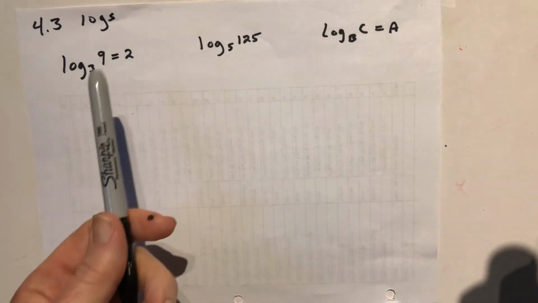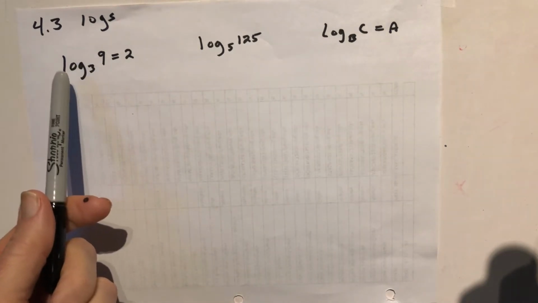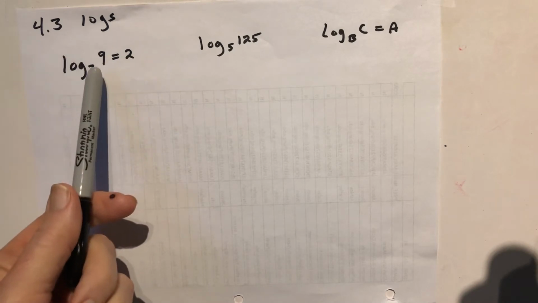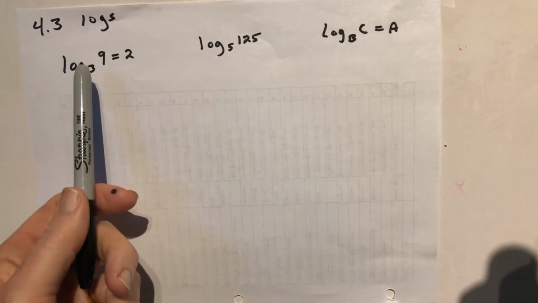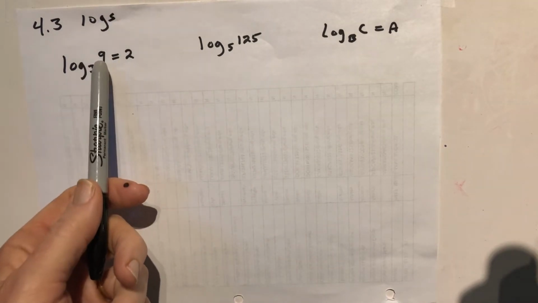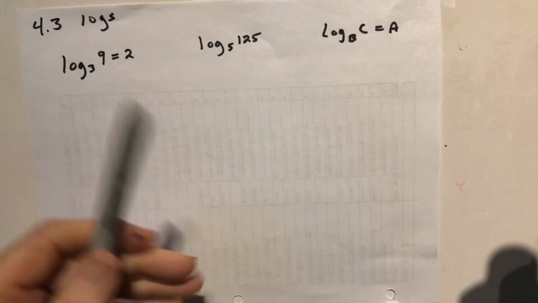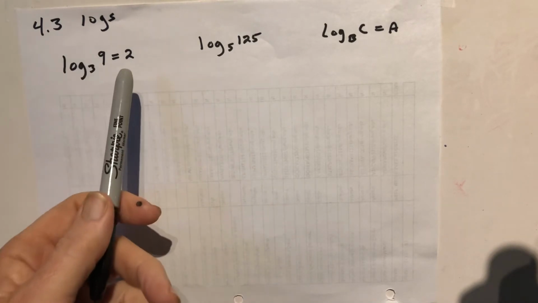Let's start with the first one. You read this by saying log base 3 of 9 equals 2. A good way to understand this is, how many 3's does it take to get a 9? We're not adding, we're multiplying. 3 times 3 is 9, so it took 2.